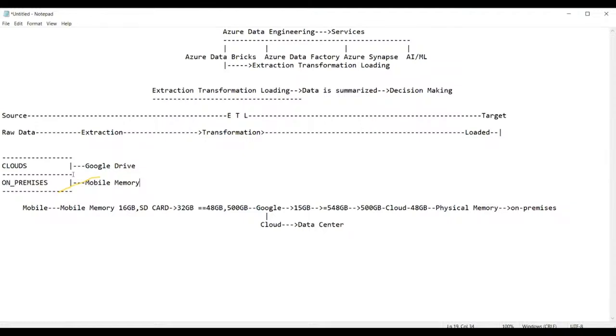As individuals, we still want to move data from the physical memory to Google Drive memory. In the same way, many corporates are planning to move or are moving from physical data to cloud data. For that, many cloud providers have come out to provide support. The following are the cloud providers we have.